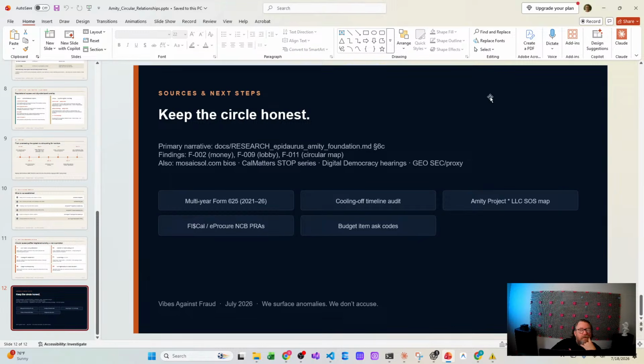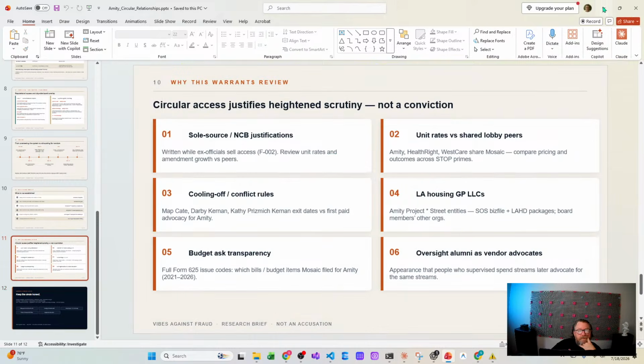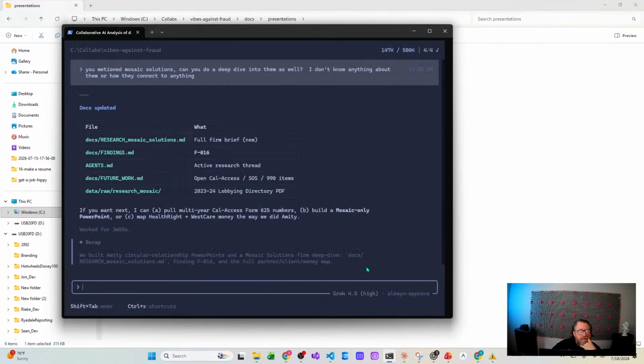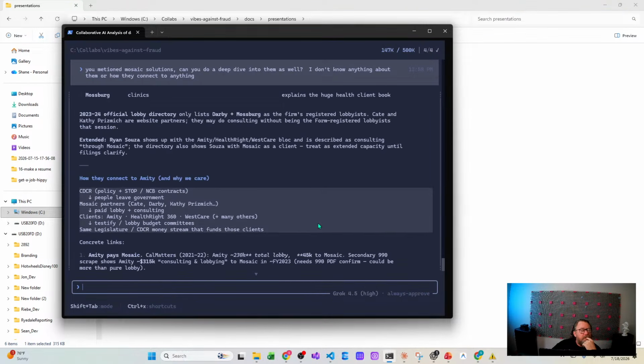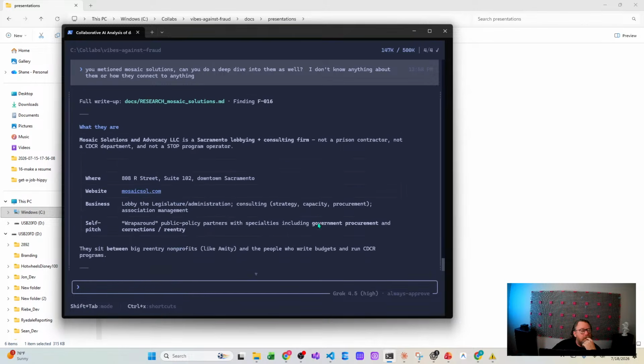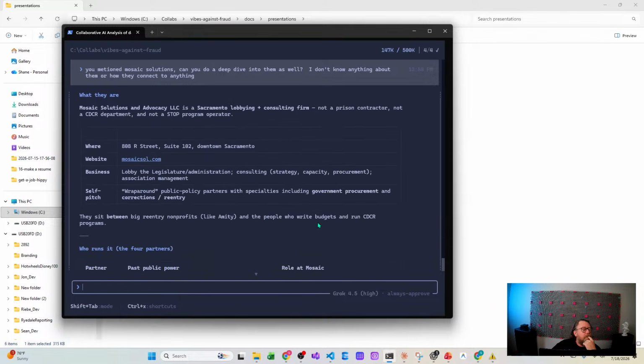Okay, cool. So it was supposed to be investigating this Mosaic thing. Let's see what we came back with here. Sacramento lobbying and consulting firm.